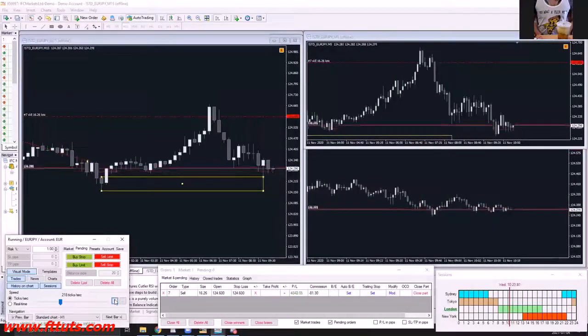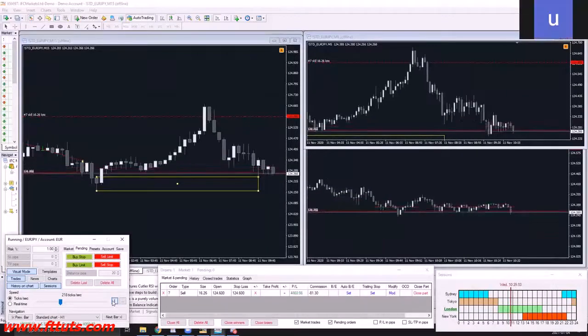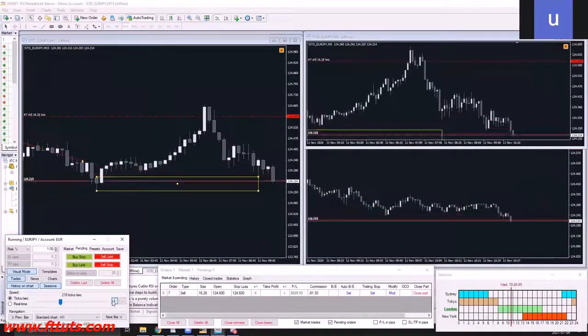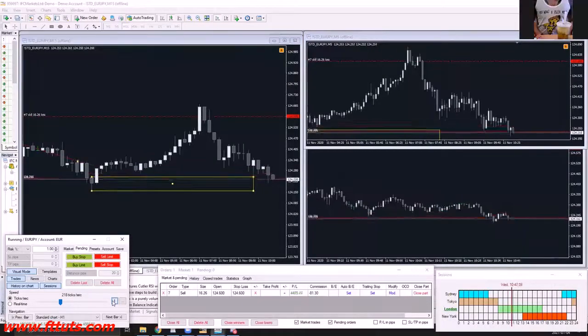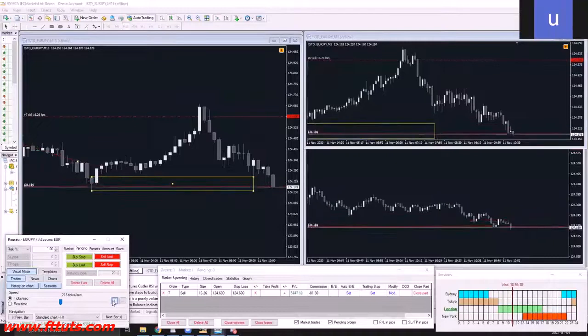The EJ has been really range bound for this particular week. It's not an easy pair to trade, but doing pretty good considering. All right, pause for a sec. I'm going to take partials here.